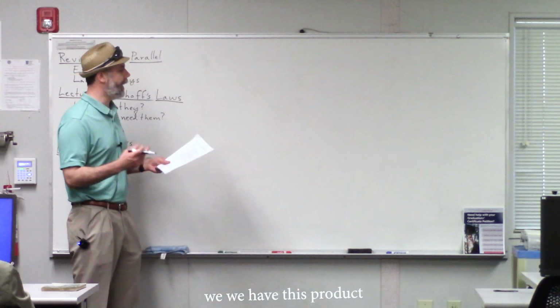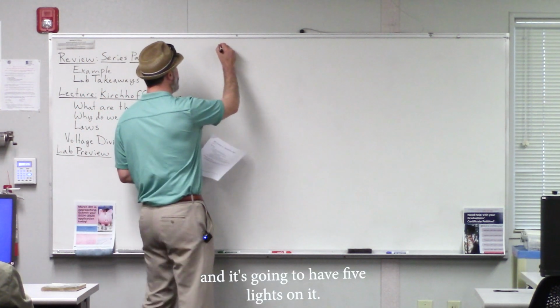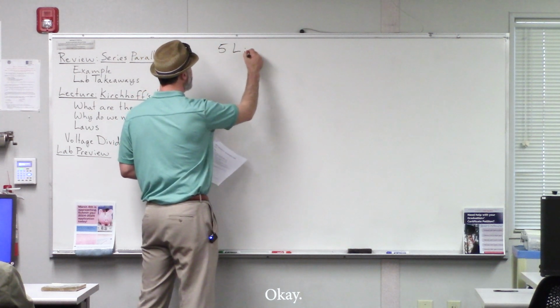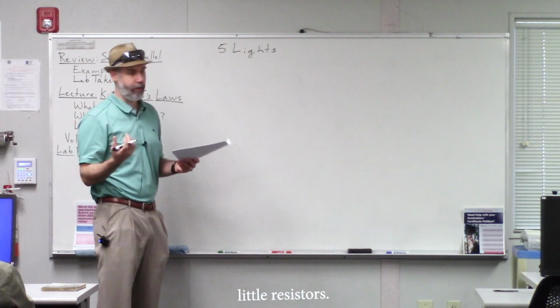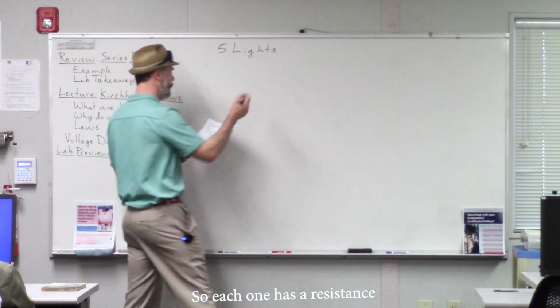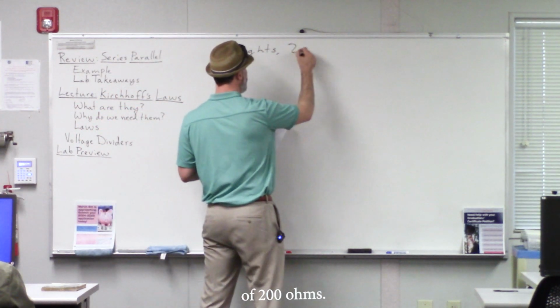we have this product, and it's going to have 5 lights on it, okay? These little lights are essentially like little resistors. So each one has a resistance of 200 ohms.